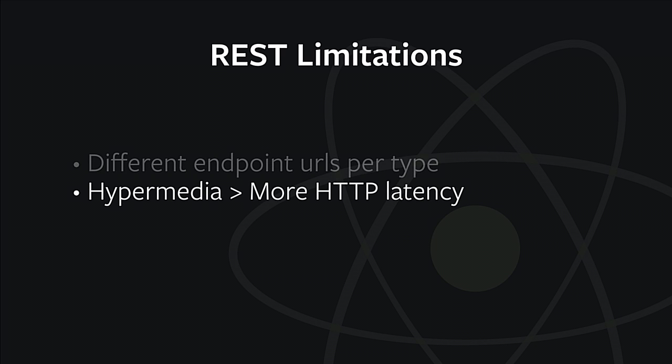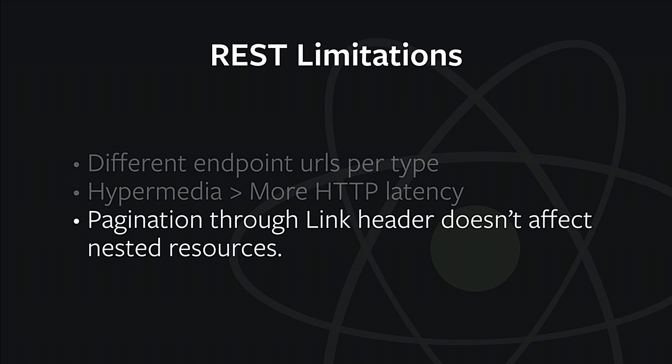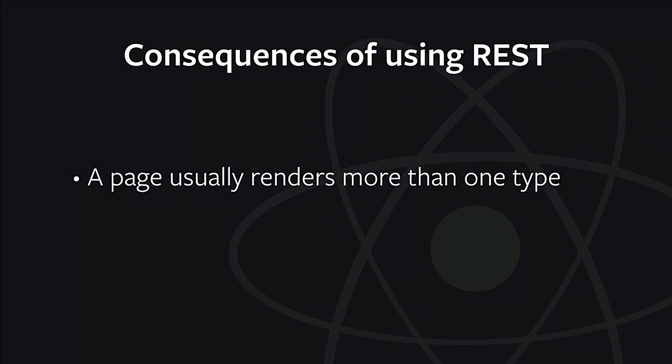Also, if we use hypermedia, for all the ones that you don't know what this is, just pointing a URL when we have nested resources, that will mean that we have more HTTP latency. And on top of that, the pagination will only work for the global object. So what were the real consequences of using REST? When we render a page, we are not rendering just one type.